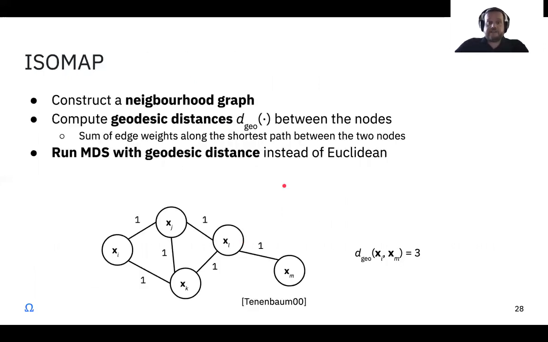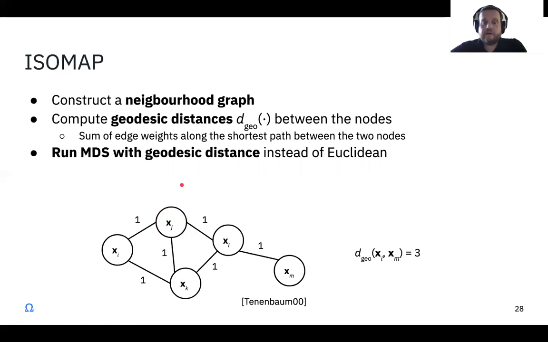The next method is ISOMAP. So there it's very similar to MDS, but first we are going to construct what is called the neighborhood graph. So we're going to take our data points in our original space. We're gonna determine their nearest neighbors. So we're going to say, okay, we can have one nearest neighbor, two nearest neighbors, and whatnot. And this will create a graph which is going to be connected by edges.